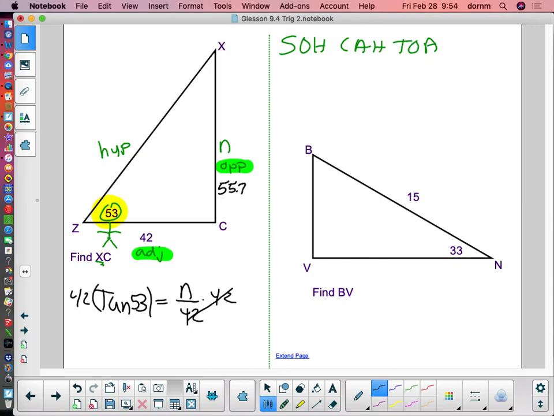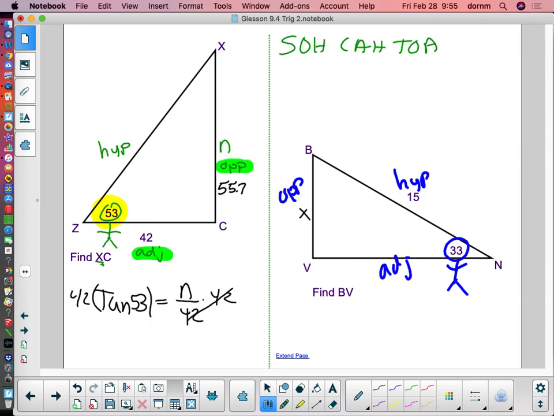One more example. Let's try one more time. I want to find BV, which is right here. So I'll call it X, not N, because N's in the triangle. So, again, start by doing what? Perspective, because perspective is going to tell me the names of the sides. The given angle is the perspective. Name the sides. X is the opposite. The hypotenuse is right there. So this is the adjacent.